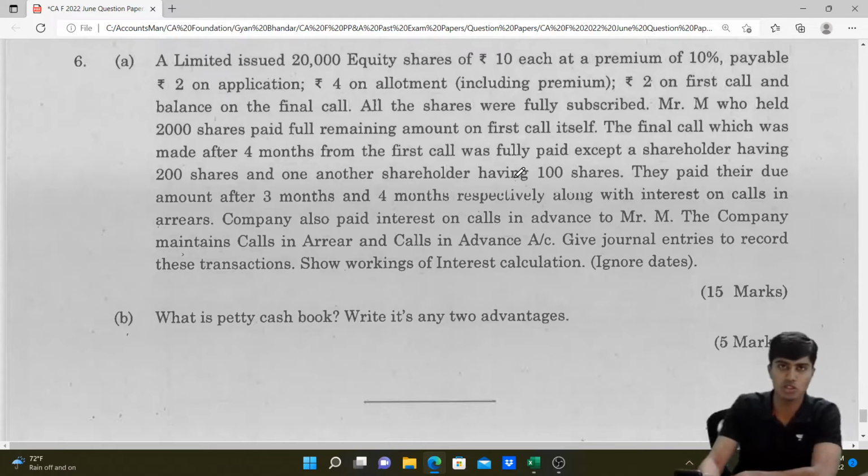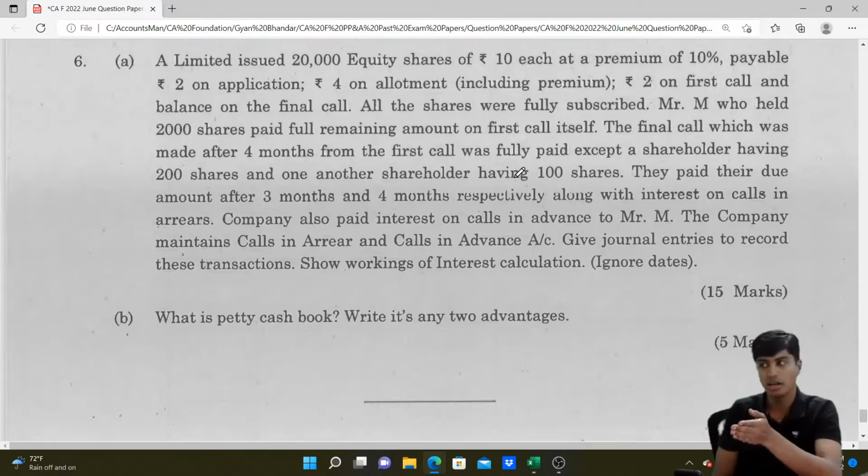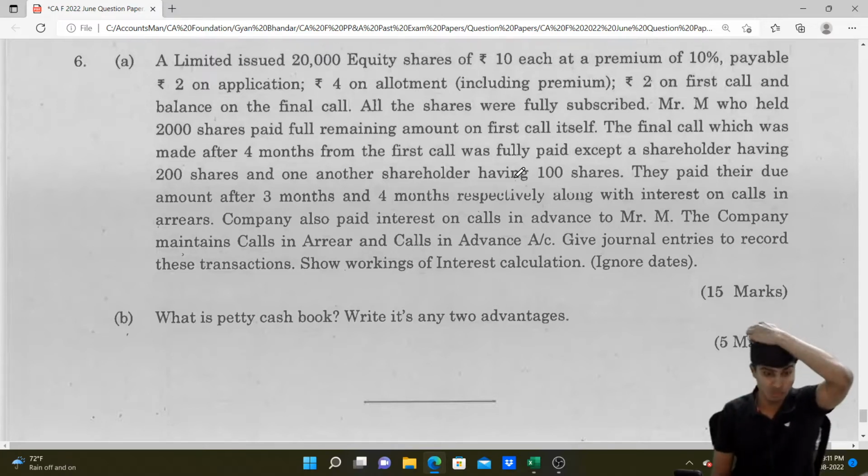Then the question says after 4 months of first call and fully paid except a shareholder, final call is made after 4 months. So basically for that calls in advance of Mr. M, we need to provide interest for 4 months. 2000 into that 3 rupees final call money, and on that we need to provide interest on calls in advance. How much? 12%. For how many months? 4 months.